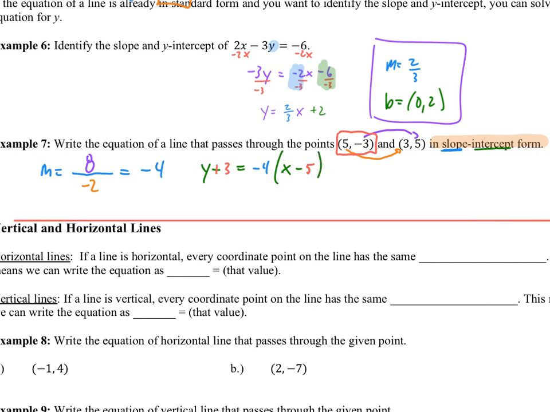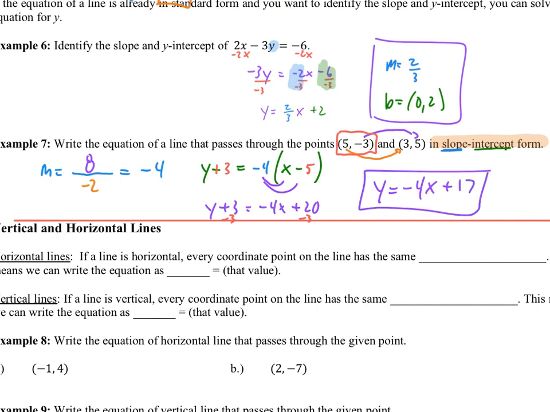So now it's in point-slope form, but not what I want. I want it in slope-intercept form. And so now I'm going to use the distribution and get y by itself. So that would get me to y plus 3 equals -4x plus 20. And then subtracting 3 over, that would be y equals -4x plus 17.